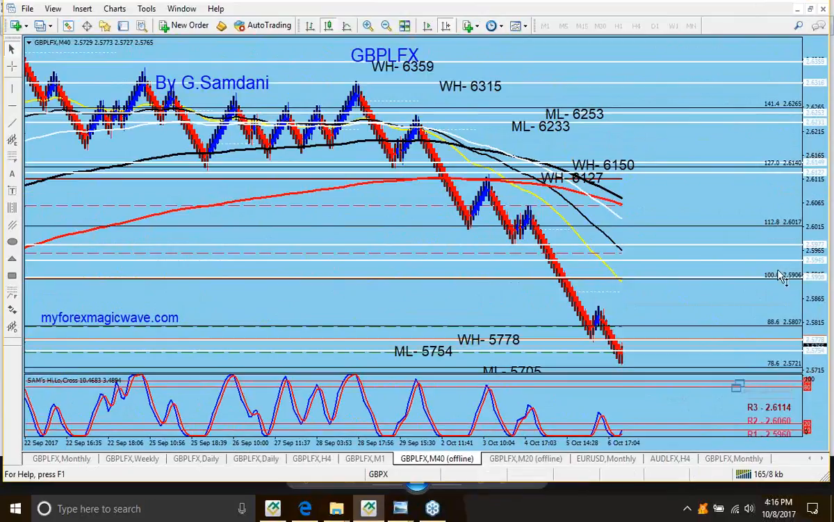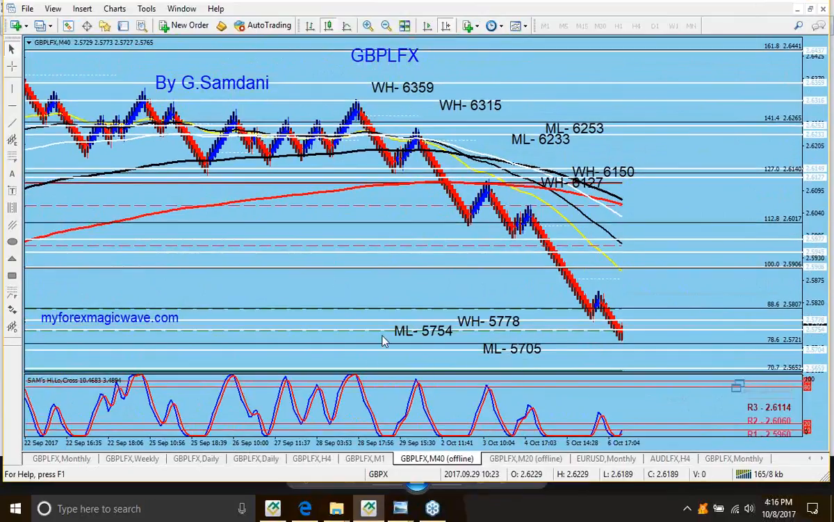Okay, here. You see, this is the area. This was the target, 57.54 and 57.78. And below that is 57.05. So we came down nicely from the top, from 63.15. You see that? Straight down very nicely. And always watch.